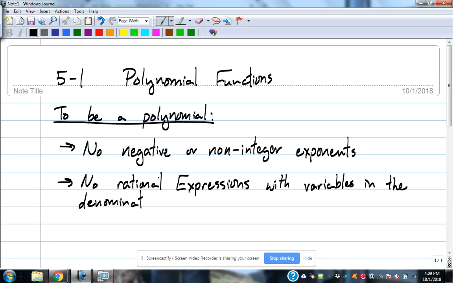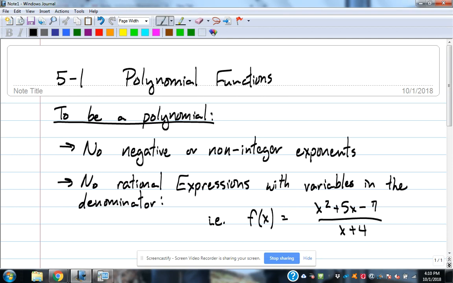And that's related to the no negative exponents, but it's kind of a bigger thing. For example, this would be a rational expression inside of a function, x squared plus 5x minus 7, and then all of that over x plus 4. Still a function, but it's not a polynomial because you have an expression with an x plus 4 in the denominator. It's a rational expression with some form of a variable in the denominator.